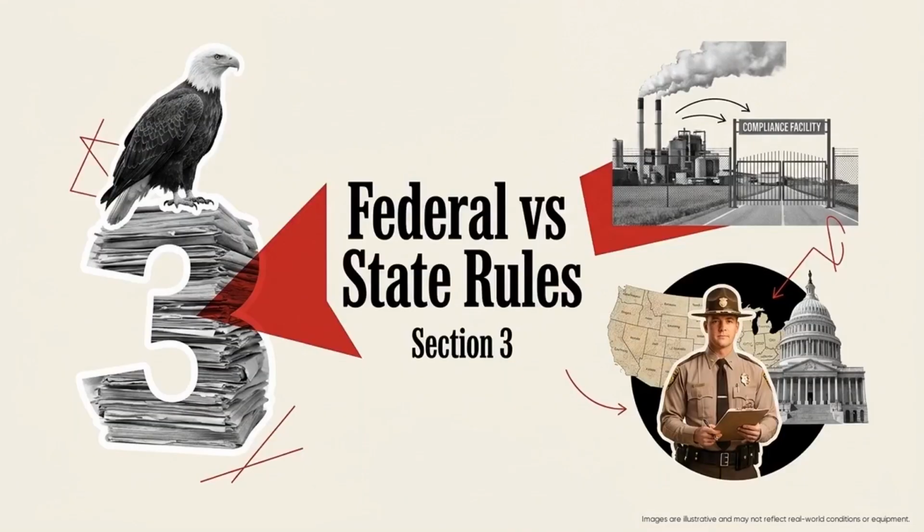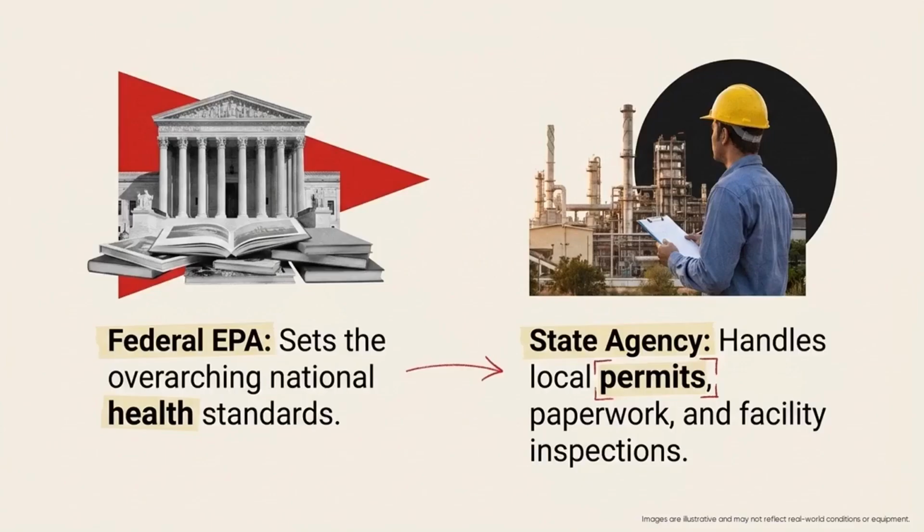Let's move right along to Section 3, federal versus state authority. Okay, this is for sure one of the most common points of confusion for new hires. You're sitting there reading federal regulations, but who are you actually sending your paperwork to? Who is the boss that might just show up at your gate for a surprise inspection? To put it simply, there's a division of labor here.